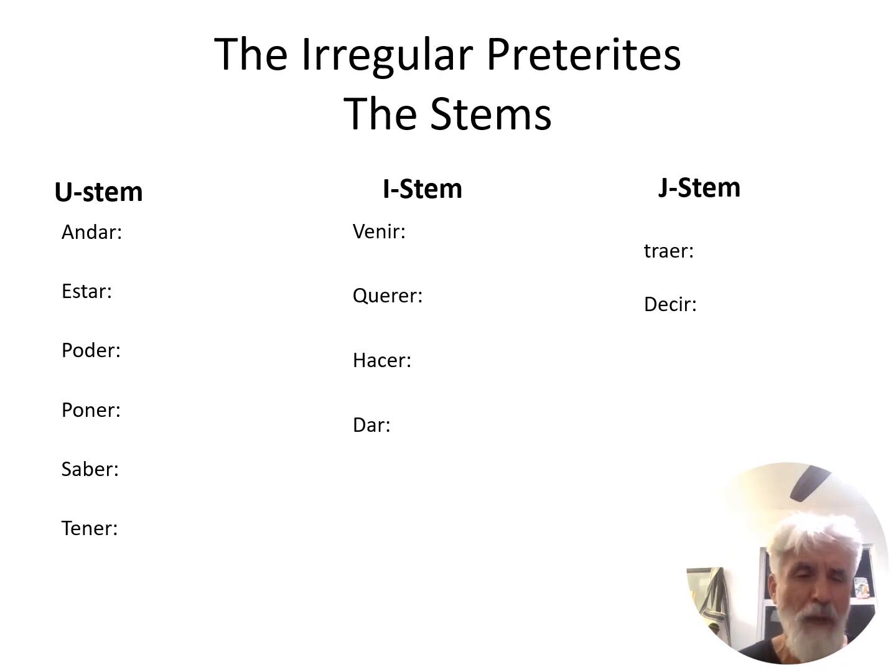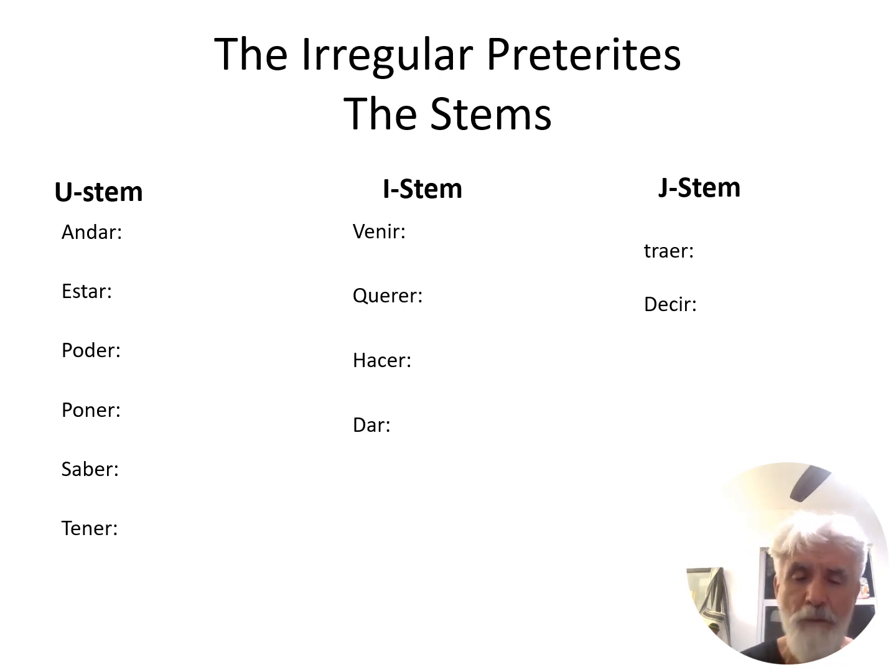And here are some of the most commonly used irregular preterite verbs. The U stem ones are andar, to go about; estar, a very important verb, of course, the verb to be; poder, the verb to be able, the way we say I can, or in the past tense, I could; poner, to put or place; saber, to know; and tener, to have. Those are very common and readily used verbs, and we should be able to put those into the preterite tense.